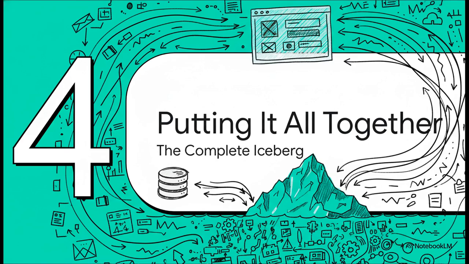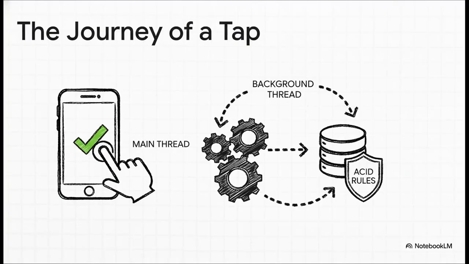The user interface on top, the database as its memory, and the multi-threading that connects it all. So let's put it all together and take a look at the complete iceberg, from the very top to the very bottom. So let's follow the complete journey of just one tap. It starts with you. You tap a widget on the screen. That immediately kicks off a task, which is sent straight to a background thread. That background thread then talks to the database to grab or save data, and the whole time, those ACID rules are making sure everything is perfect.